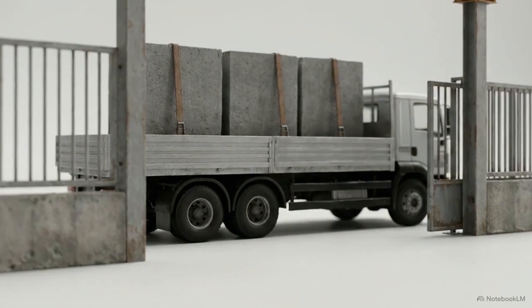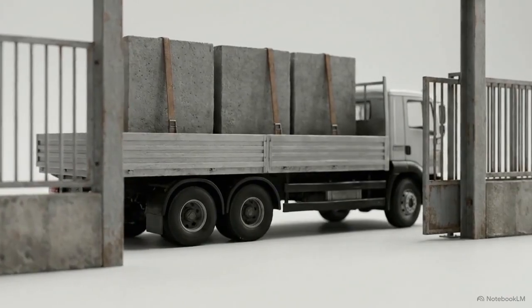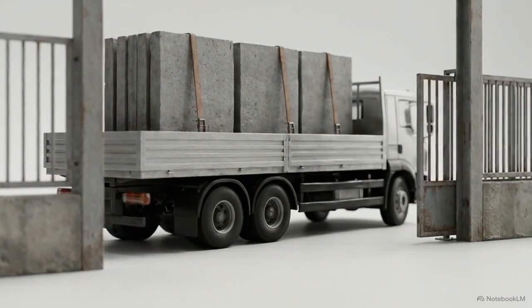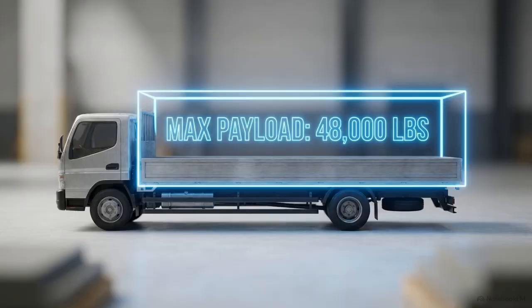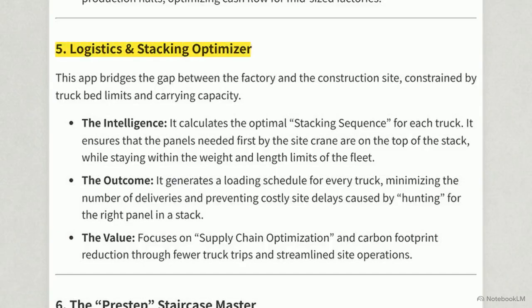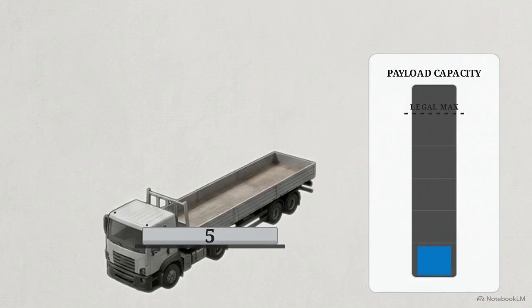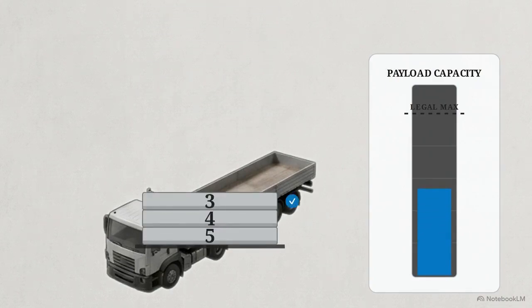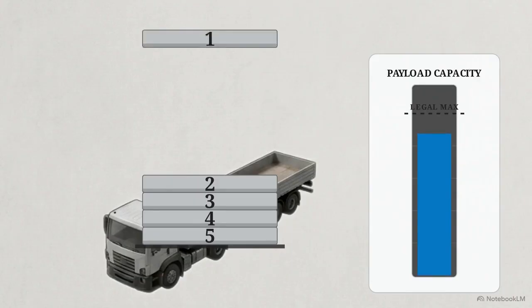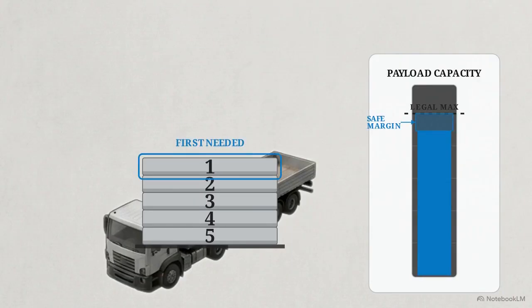The final physical constraint occurs outside the factory walls, bridging the geographic gap to the construction site using heavy transport fleets. Transport logistics are bound by strict Department of Transportation weight maximums and the rigid physical dimensions of the flatbed itself. To navigate these boundaries, the software utilizes the Logistics and Stacking Optimizer. The intelligence here relies on reverse stacking logic. It calculates a loading sequence that guarantees the panels needed first by the site crane are positioned on the absolute top of the stack, while strictly adhering to the fleet's weight limits.